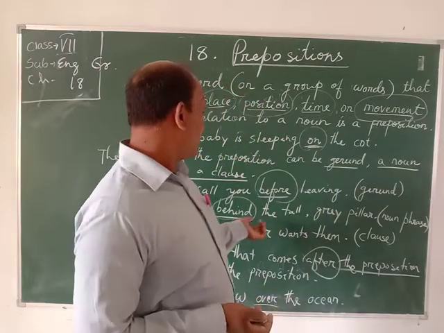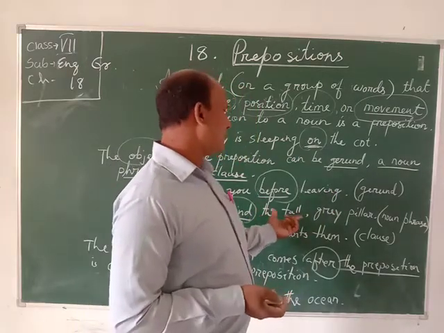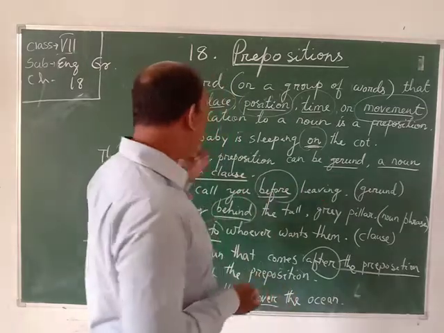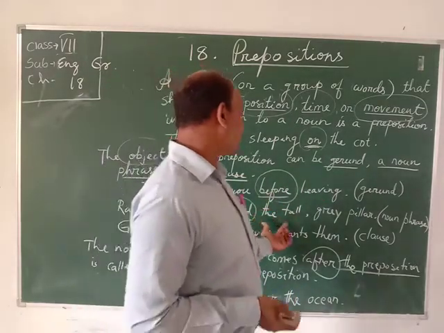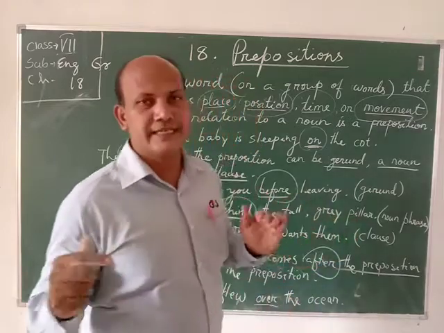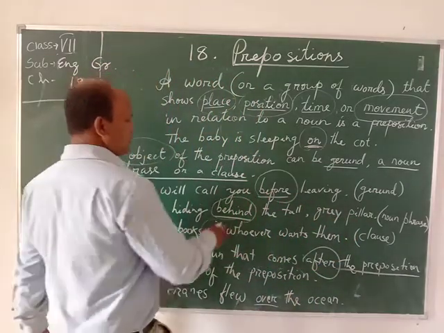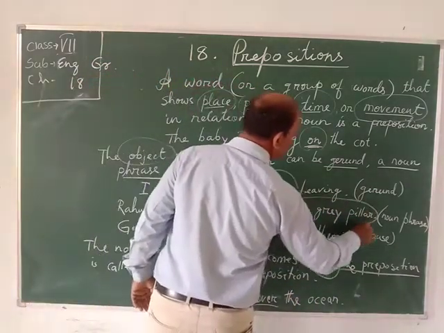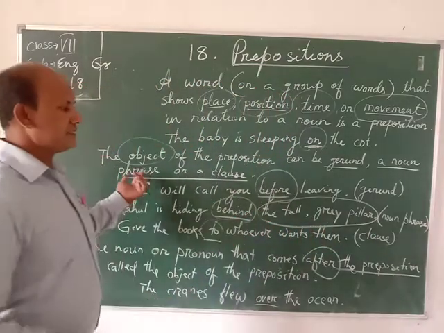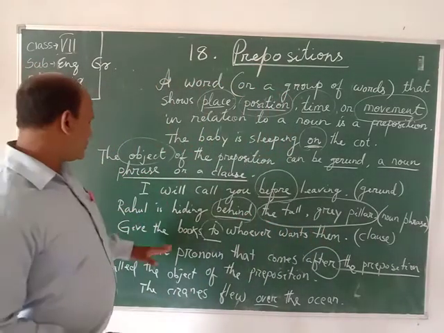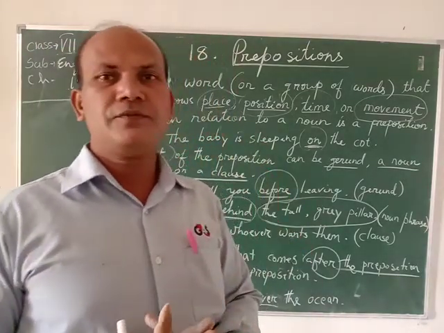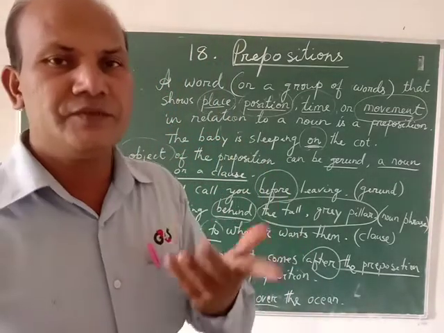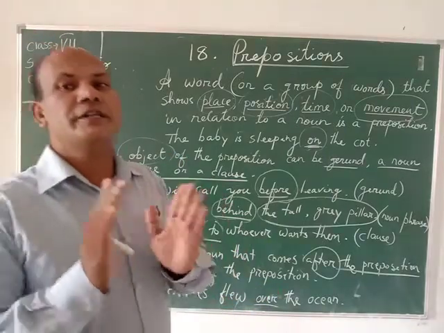Here, a tall grey pillar, that is a noun phrase. Noun phrase का कोई verb, finite verb नहीं होता. Tall grey pillar, an incomplete sentence. Yes, that is an incomplete sentence, but that is a noun phrase. It's clear? Then a clause has a finite verb, and maybe a subject, and is a subordinate clause.